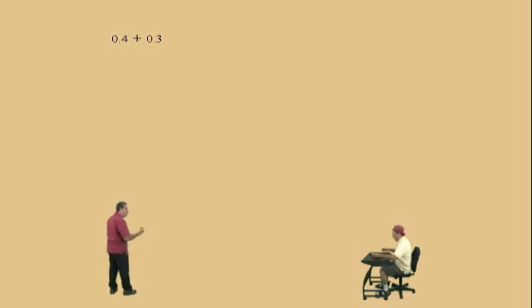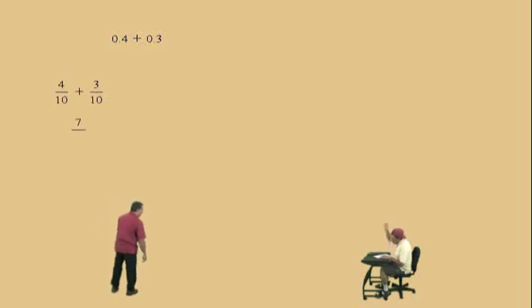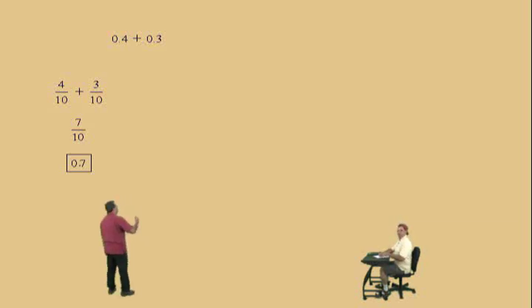The sum of 4/10 plus 3/10, Charlie. Let's first do it as fractions. 4/10 plus 3/10 is what, Charlie? 7/10. 7/10, which is 0.7. Very nice. Let's use the vertical format with decimals.